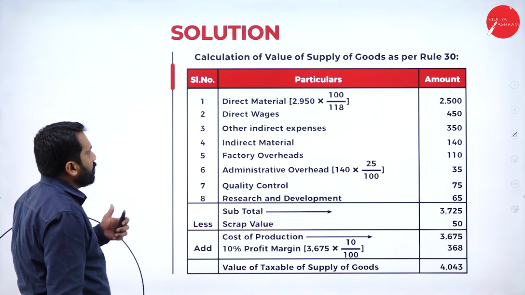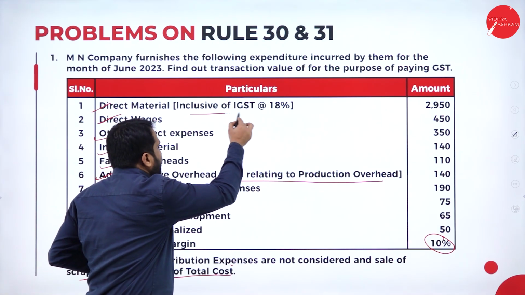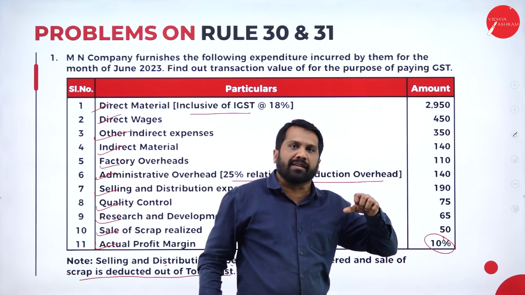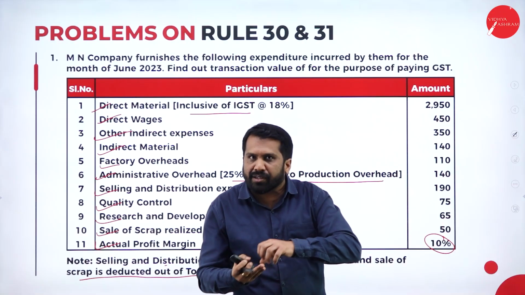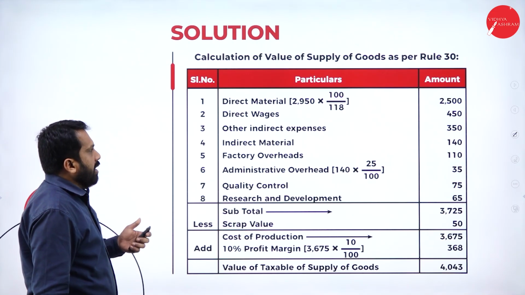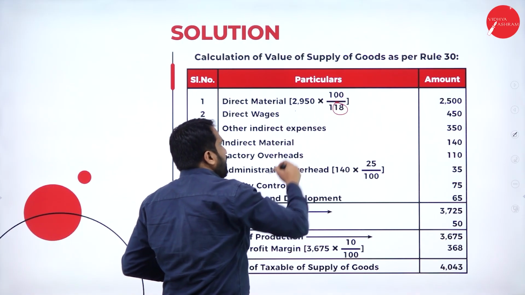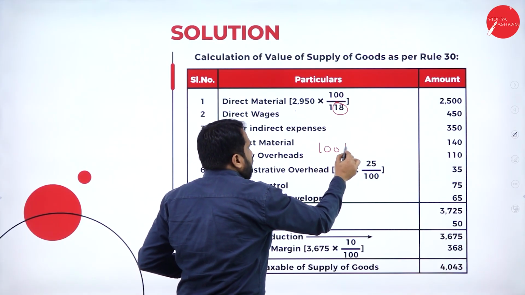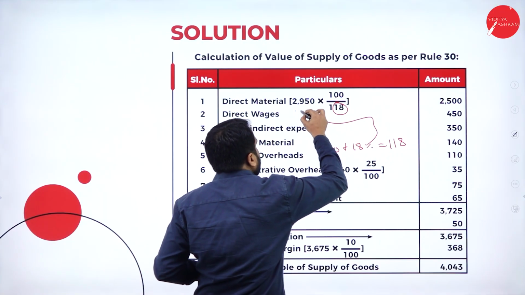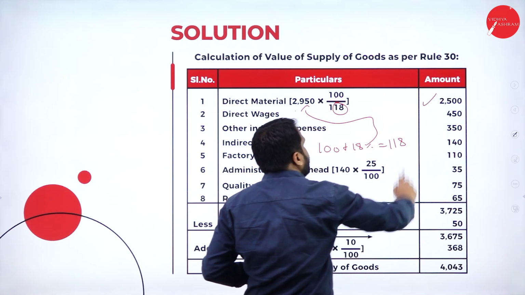Now we'll go to the answer. Direct material, they have mentioned, see, inclusive of IGST. The value of supply, always I told you, tax should not be part of that. If it is a part, you have to remove it. How to remove that? Now, 2,950 into 100 divided by 118. Why? Because 100 is always cost, 18% tax. So total 118% is equal to 2,950. Remove the tax, your answer you will get 2,500.